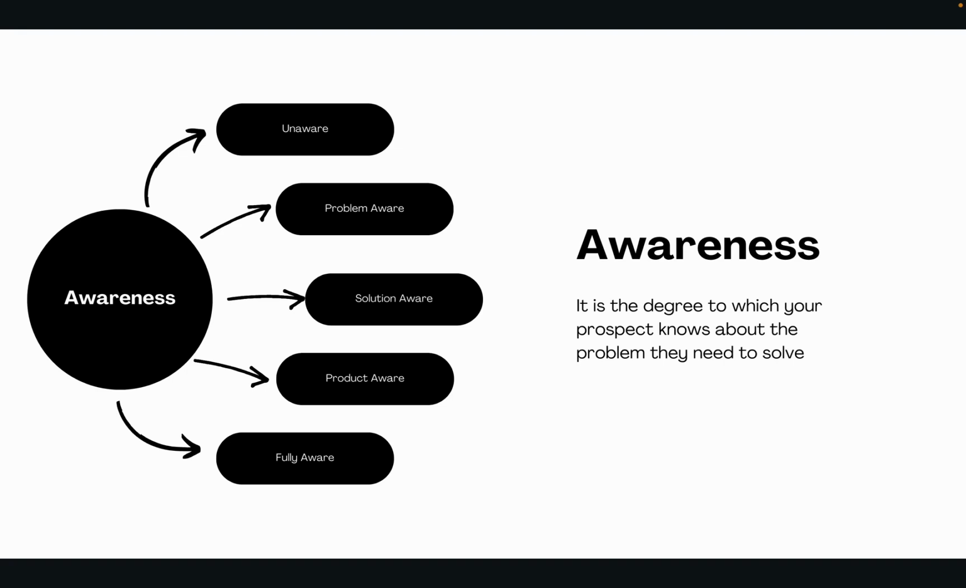So, just like the sophistication levels, we have 5 levels of customer awareness. Like I said, awareness is the degree to which your prospect knows about the problem that they need to solve. So someone can be unaware, they can be problem aware, solution aware, product aware, or fully aware. Those are the 5 levels of awareness. So let's begin with the first one.